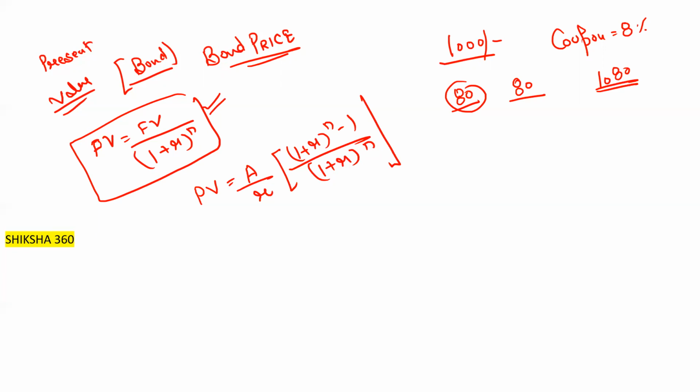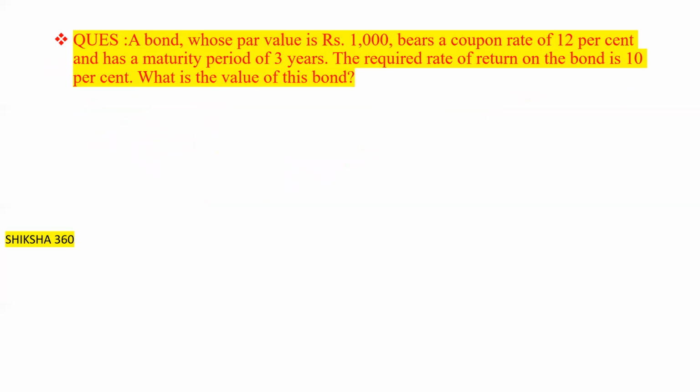Now let's move to another question, the one given in your book. A bond whose par value, that is face value, is rupees 1000, bears a coupon rate of 12% and has a maturity period of 3 years. The required rate of return on the bond is 10%. Calculate the value of this bond.